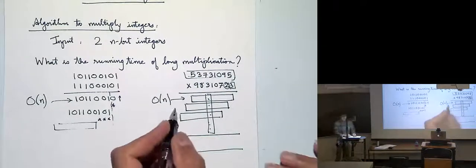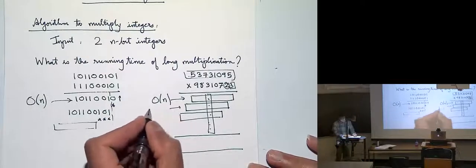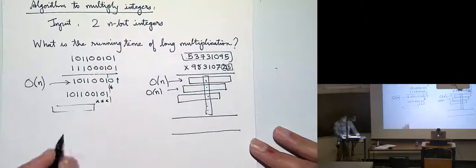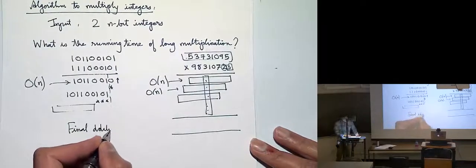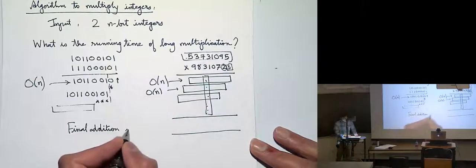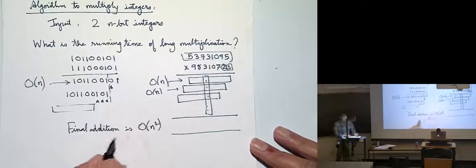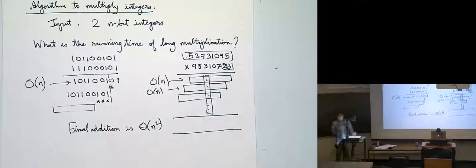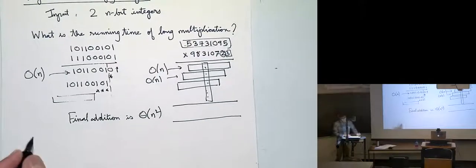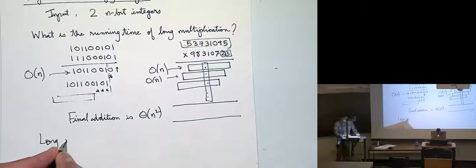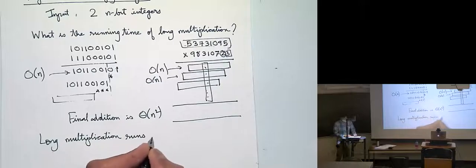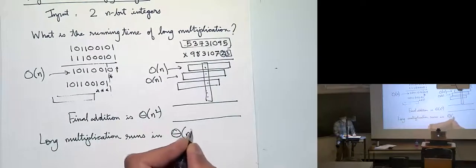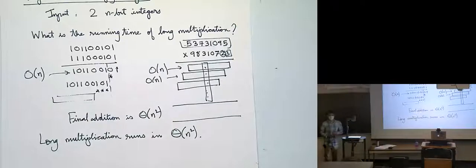Right? So O of n for writing down each of these things, that's O of n. And then the final addition is O of n squared. Indeed, it's theta of n squared. It's basically n squared. So long multiplication runs in theta of n squared, right?